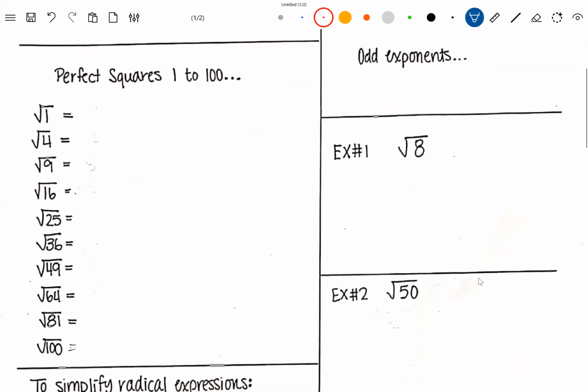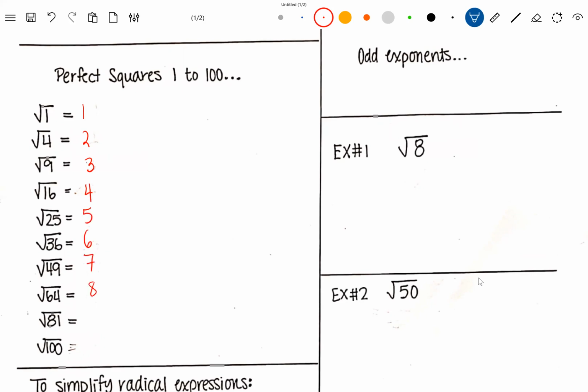But perfect squares are what's going to be the key to being able to simplify these. And the perfect squares, 1 to 100, there are infinitely many perfect squares. 400 is a perfect square, but these first, the 1 to 100, will help you the majority of the time. So the square root of 1 is 1. Square root of 4 is 2. Square root of 9 is 3. And we know all of these.